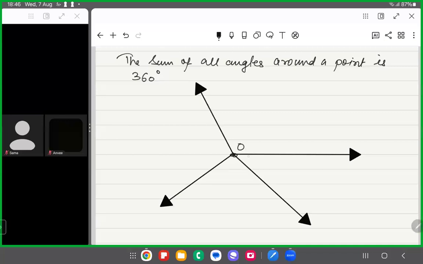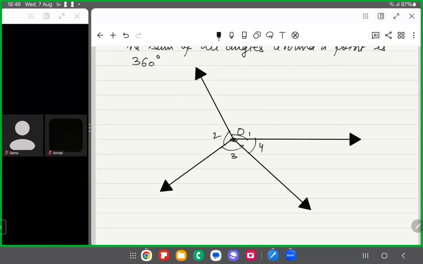So suppose this is angle 1, angle 2, angle 3, and angle 4. According to this corollary, angle 1 plus angle 2 plus angle 3 plus angle 4 is equal to 360 degrees. So these are the angles around the point O. Whatever angles you are forming around this point, whether they are 4 or 10 or 30 or 50, their sum is always equal to 360 degrees. Is that clear? Are you getting it?